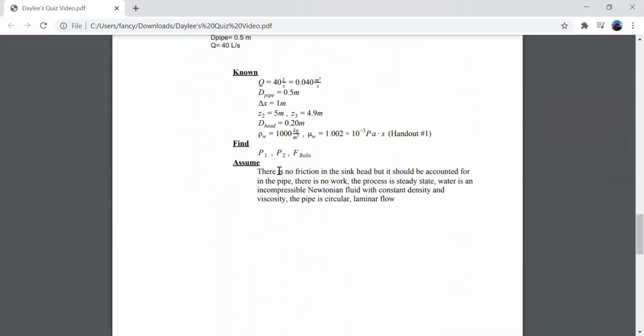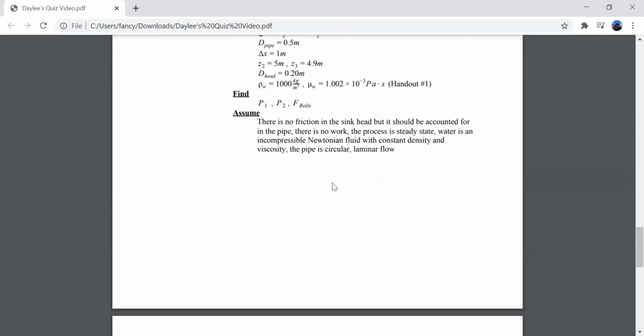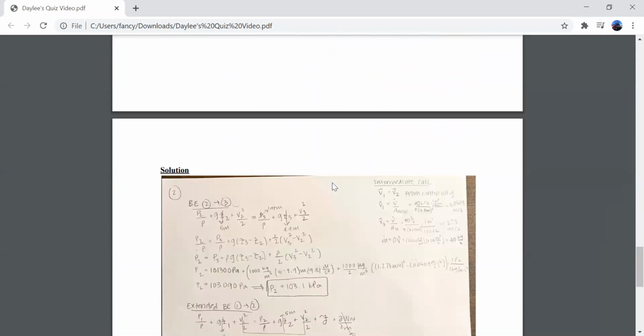Okay, for question 2, we are looking at topics 3 and 4. We have to assume that there's no friction in the sink head, but there is friction in the pipe. There's also no work. The process is steady state. Water is an incompressible Newtonian fluid with constant density and viscosity, and the pipe is circular with laminar flow, which is necessary for when we do the friction factor.